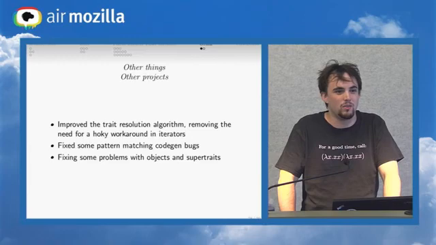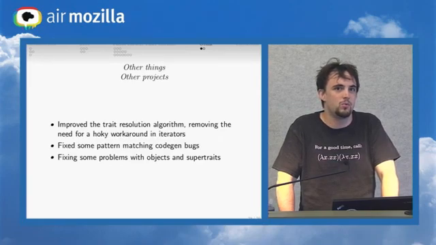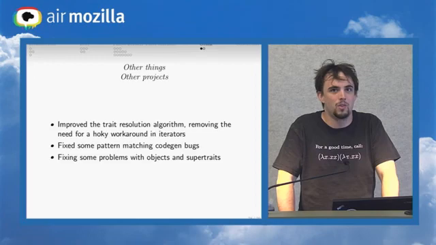Yak shaving is basically, every time you need to fix anything in the Rust compiler, there are like five things you need to fix first. And it's one of the biggest problems with working on it. So other things I did this summer is I improved the trait resolution algorithm, like I just mentioned, which allowed us to fix a bunch of code that was using hokey workarounds.